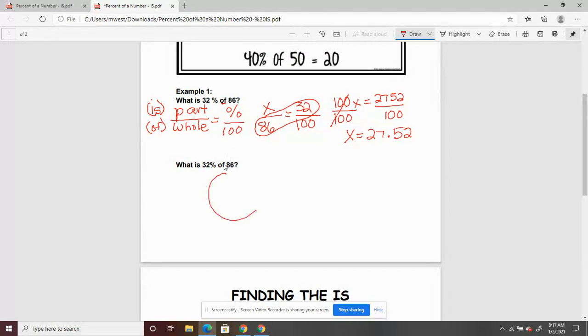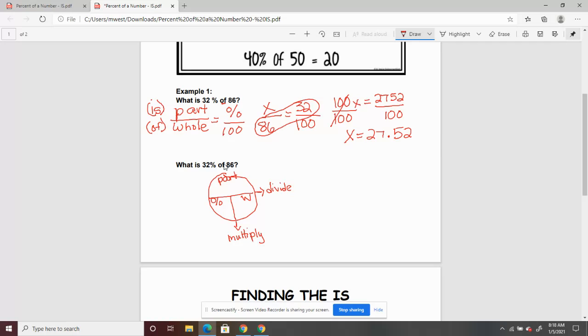All right. And then I also told you that I was going to show you an alternative method, which would be the circle, where this is your part. This one represents your percent. And this represents the whole number. All right, if you use this line, it's divide. And if it's this line, then it's going to be multiply.